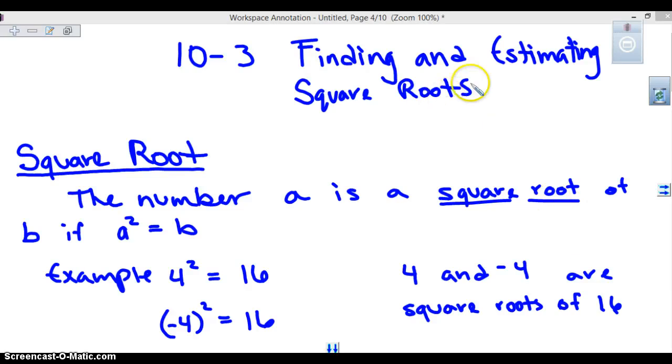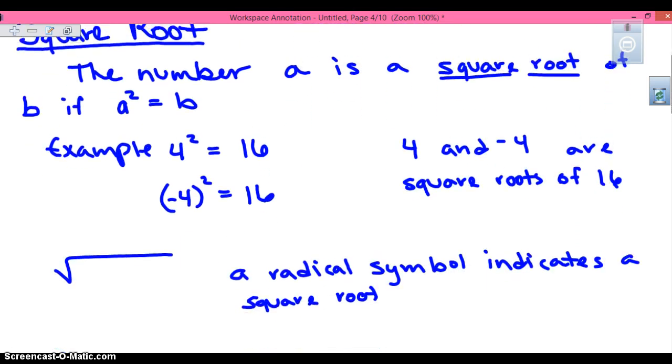So today we're finding and estimating square roots. The number a is a square root of b if a squared is equal to b. So what does that mean? That means that the square root of 16 would be 4 because 4 squared is equal to 16. Now negative 4 could also be the square root of 16 because negative 4 times negative 4 equals 16.